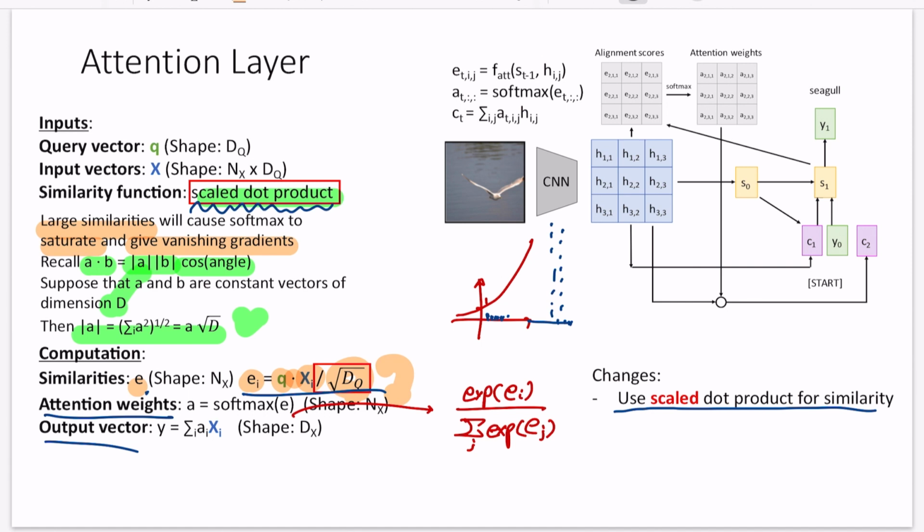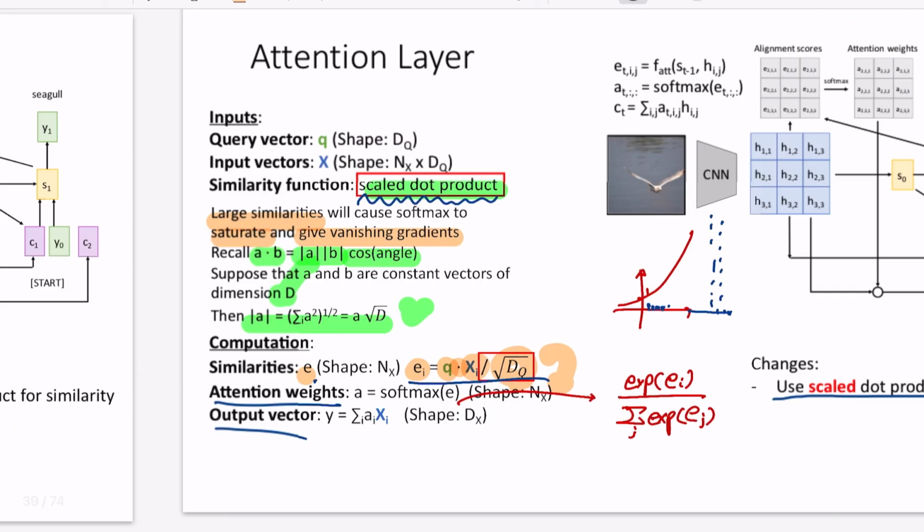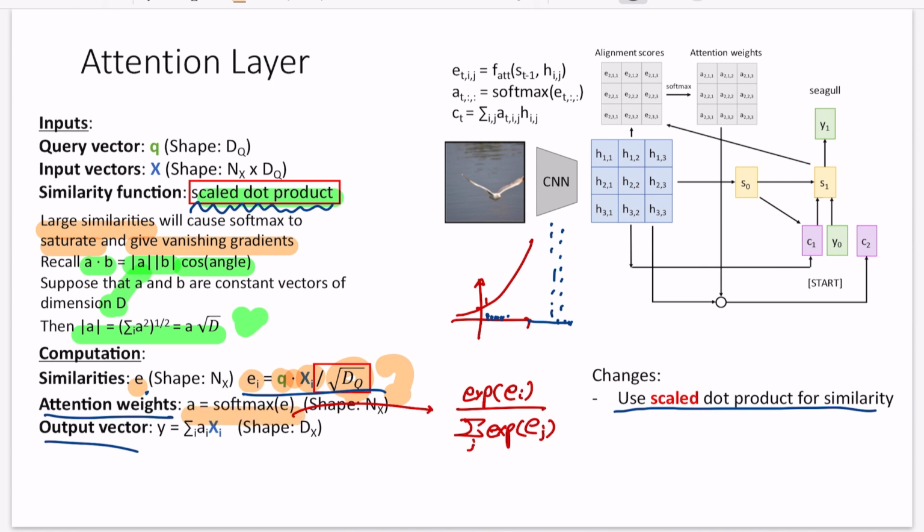To measure the similarity between the query vectors and the input vector, one of the input vectors xi, we just use the scaled dot product q xi over square root of dq equal to ei. Then after the softmax function, we are going to finally estimate the y, that is the weighted sum of the input vector x.